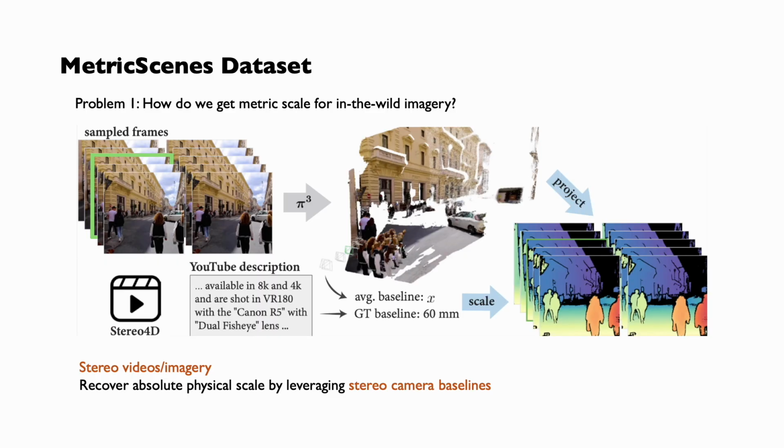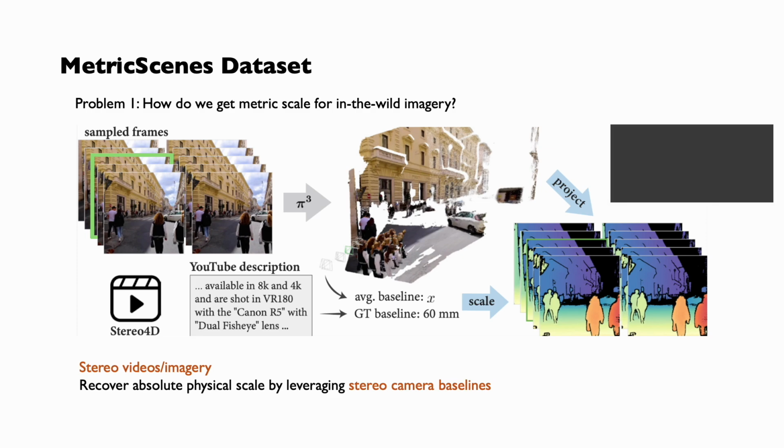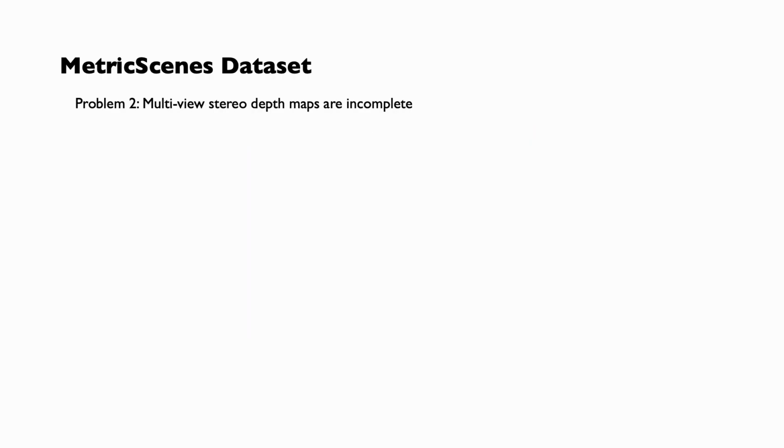We recover the absolute metric scale for each scene by aligning the average predicted baseline between the reconstructed stereo pairs to the physical baseline extracted from video descriptions. To further ensure data quality, we discard underposed and motion-blurred frames, perform a depth reprojection check on the stereo pairs, and reject frames that violate expected stereo constraints.